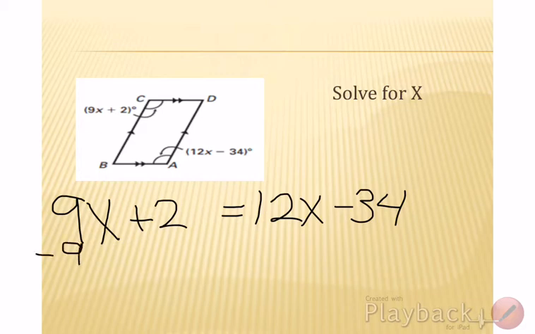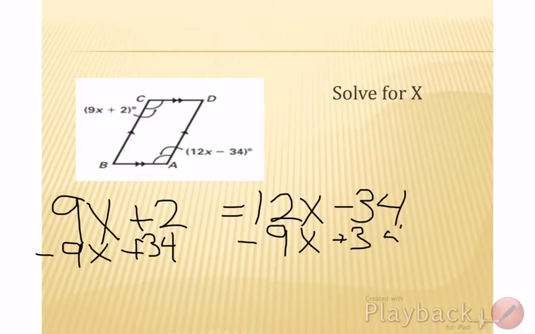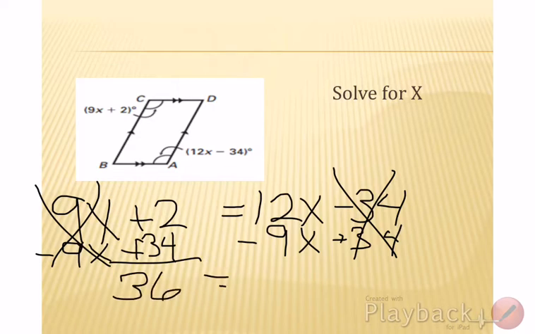I'm going to subtract 9x from both sides. I'm going to add 34. These cancel out, these cancel out. I get 36 equals 3x. 36 divided by 3 leaves me with x being equal to 12.